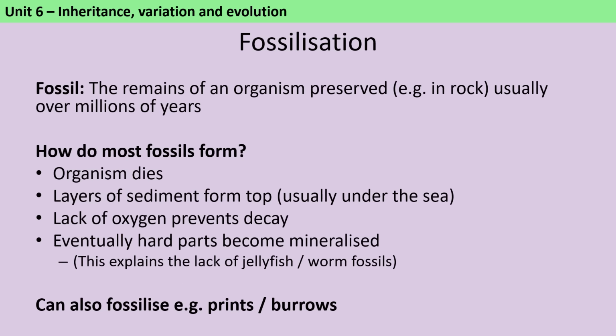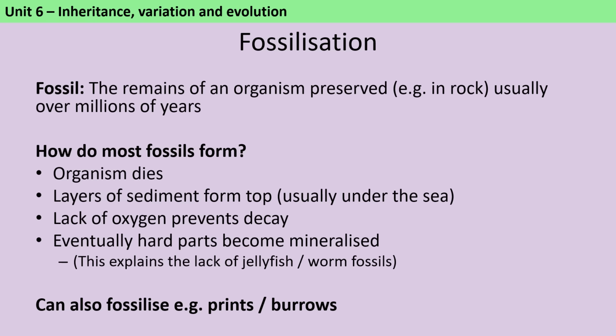When we're trying to learn about extinct species, the fossil record is really important and really useful for studying evolution, because we know that the deeper down in rock we find a fossil, the older that rock probably is, and therefore the longer ago that species was alive. When we say fossils, we mean the remains of an organism that have been preserved, usually in rock, but sometimes in ice or in amber, and usually over millions of years.